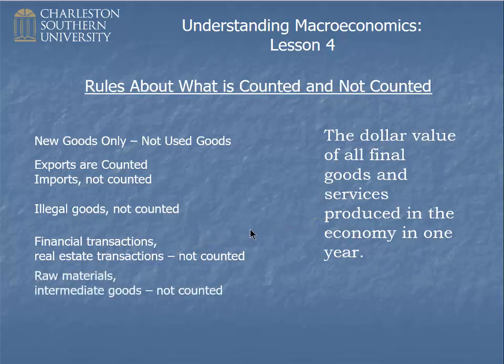All right. So what about raw materials? Well, we did this one before. Raw materials, intermediate goods are not counted because they are ultimately counted when the final product is sold to a consumer. So we only count final goods. This is the slide I did earlier.